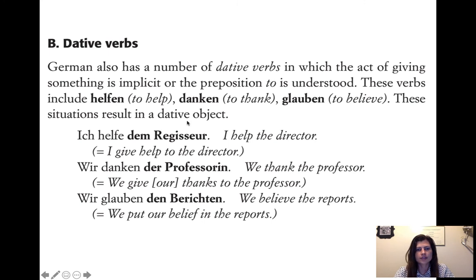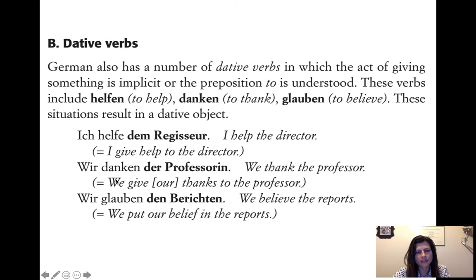And what happens is that if you translate it, I help the director, it looks like subject, verb, direct object, but in German it has to be subject, verb, indirect object. So ich helfe dem Regisseur. And you can sort of think about it as I give help to the director. So give help instead of just help, and that helps you see how it's actually in the dative. And then wir danken der Professorin. In English, you would say we thank the professor, and it looks like subject, verb, direct object. But in German, it needs to be subject, verb, indirect object. So that's just the weird thing about danken, right?